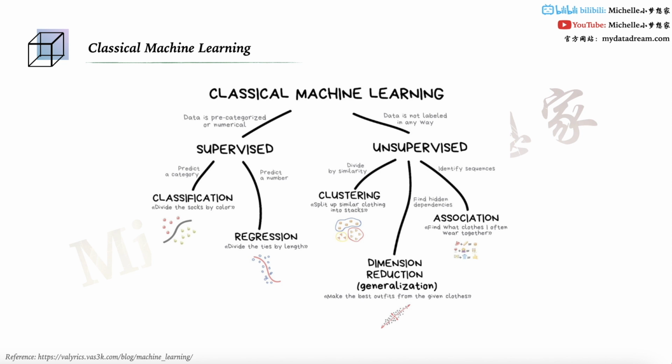So classical machine learning is mainly divided into 2 categories, supervised learning and unsupervised learning. Under supervised learning, there are mainly 2 parts, classification and regression. Under unsupervised learning, it is mainly divided into clustering, dimension reduction, and association. We will share the details with you later one by one.